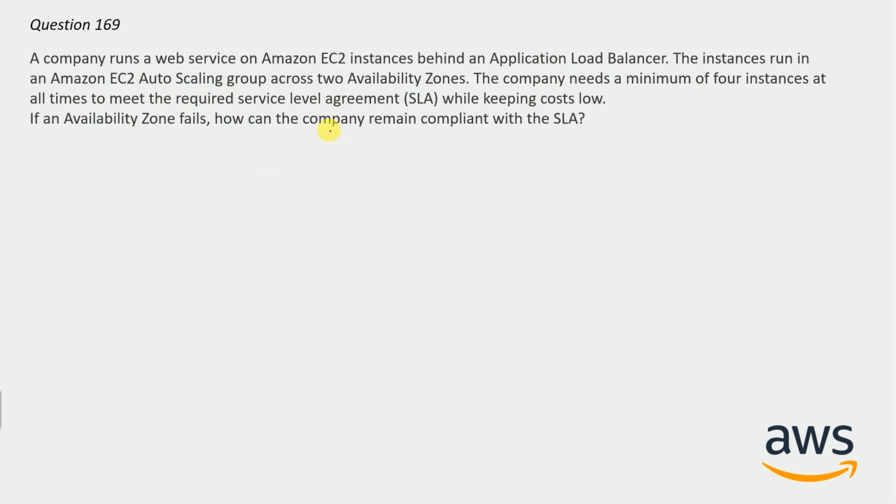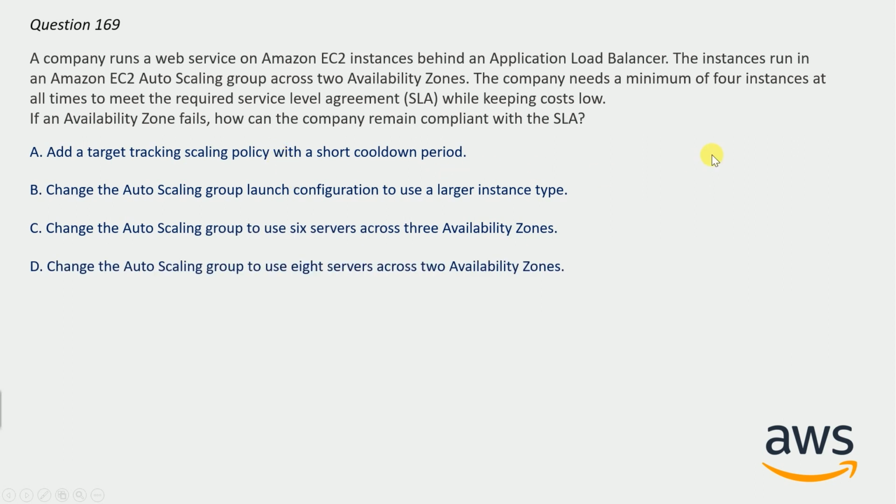And now question number 169. A company runs a web service on Amazon EC2 instances behind an application load balancer. The instances run in an Amazon EC2 auto scaling group across 2 availability zones. The company needs a minimum of 4 instances at all times to meet the required service level agreement while keeping the cost low. If an availability zone fails, how can the company remain compliant with the SLA? And here are the options.